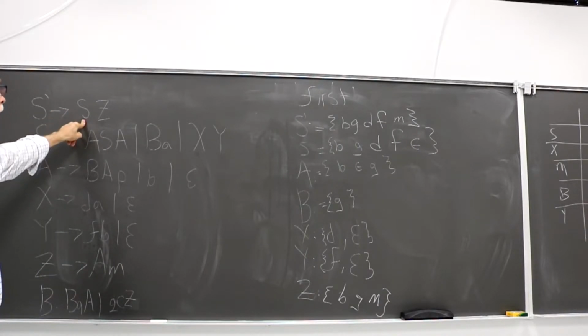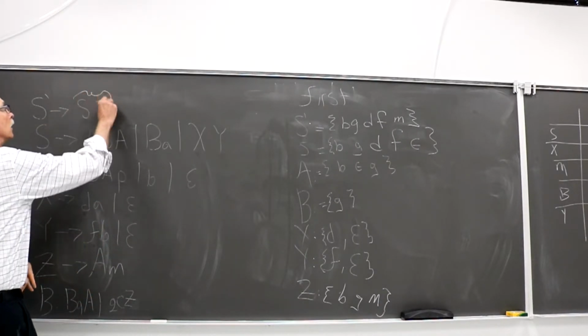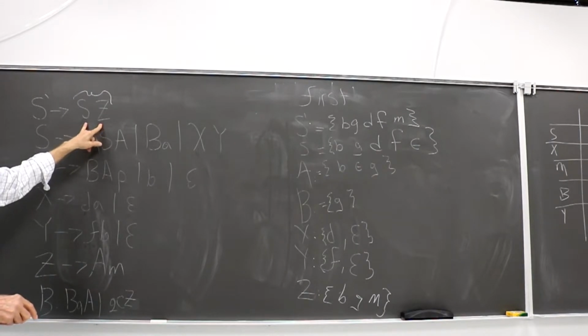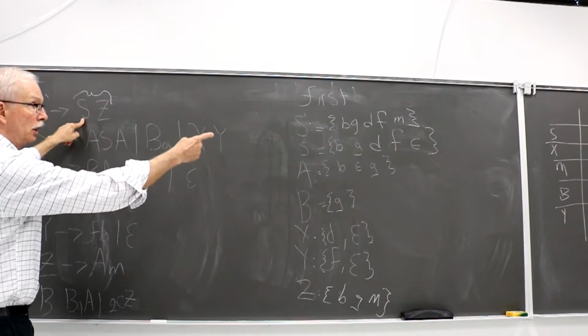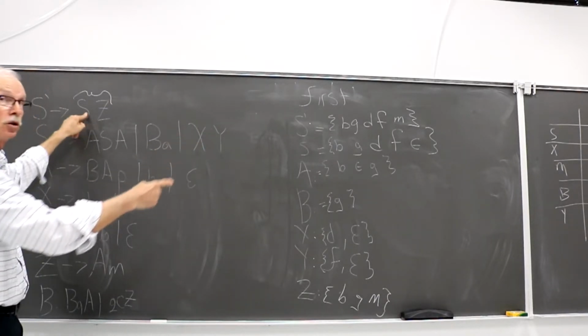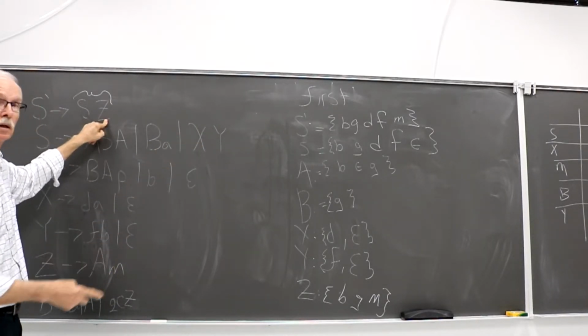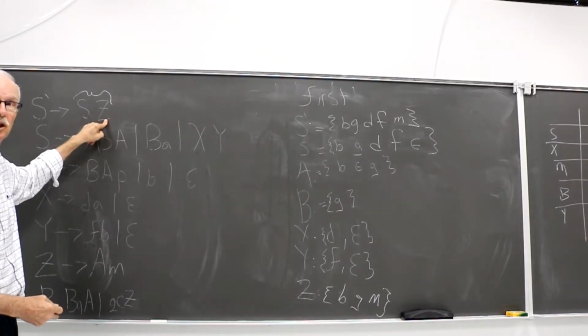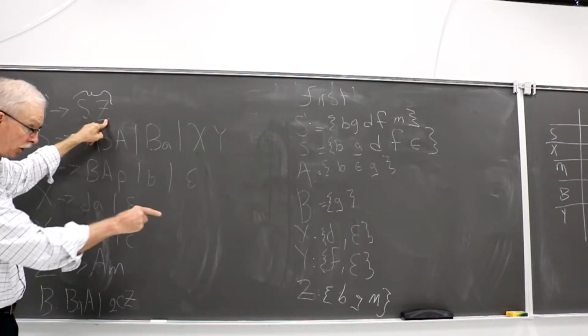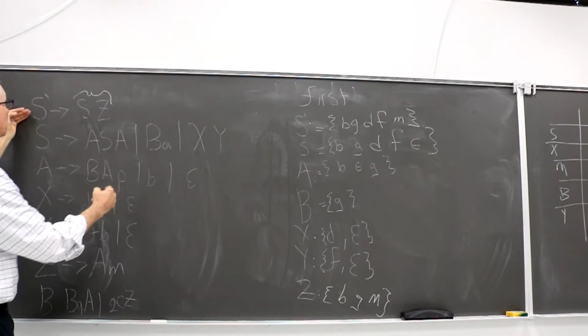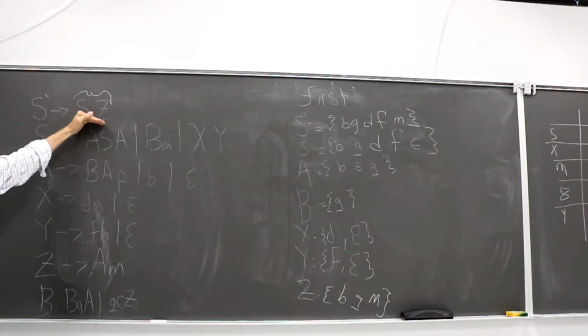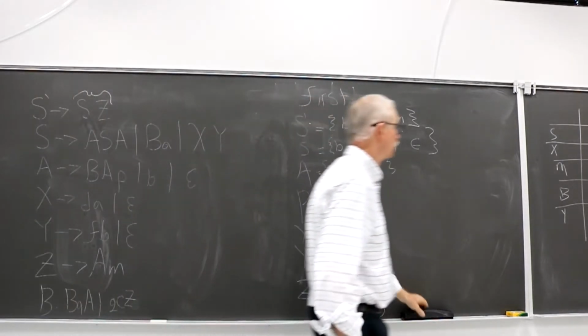But S prime generates what this generates. S can generate a B and a G and a D and an F, and it can go away. If it goes away, then S prime generates what Z generates. Z generates a B and a G and an M, but not an empty. S prime itself cannot generate an empty. It must generate a character. Okay?